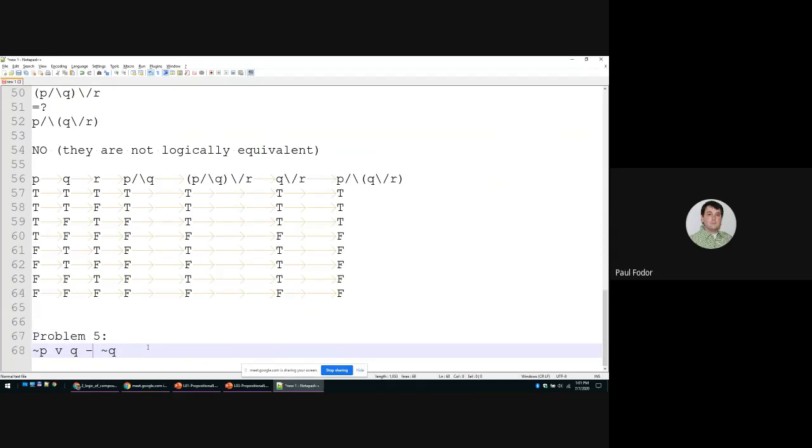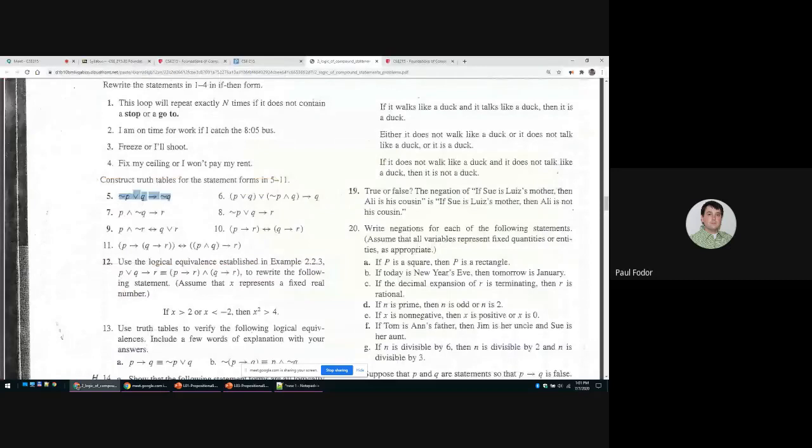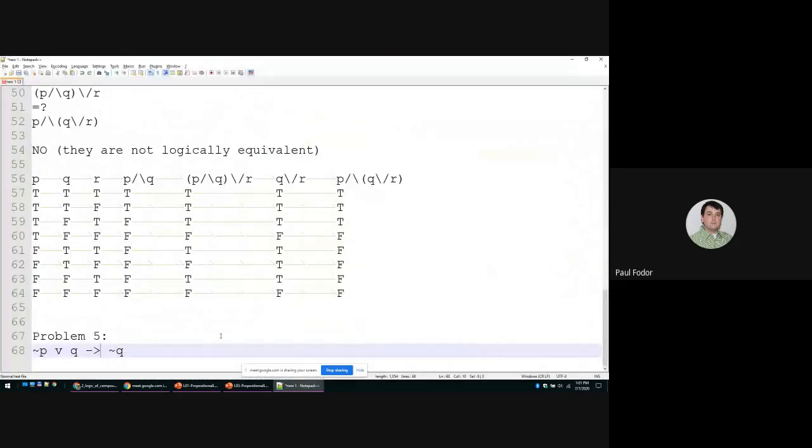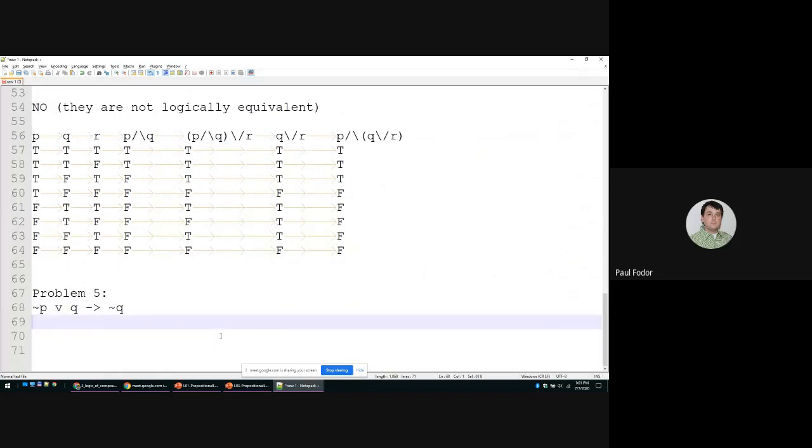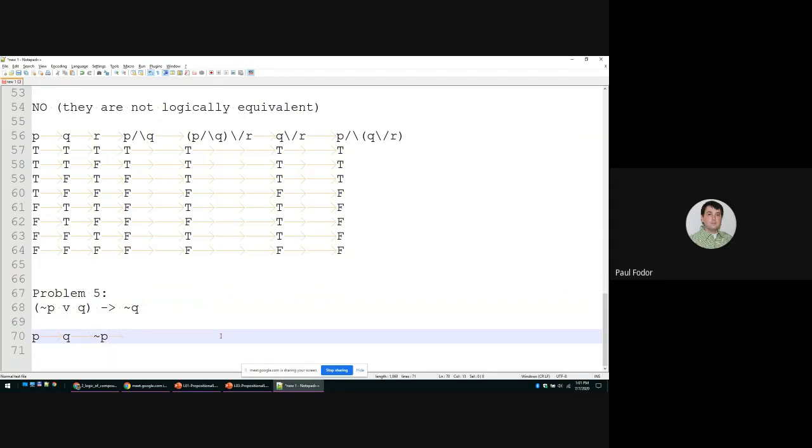Okay. It didn't copy it properly, but let's see if it's correct. Not P or Q implies not Q. Okay, good enough. So the truth table for this. We have P, we have Q, and here we have a set of implicit parentheses. We have the negation of P, the negation of P or Q. And we have the negation of Q, and we have this formula.